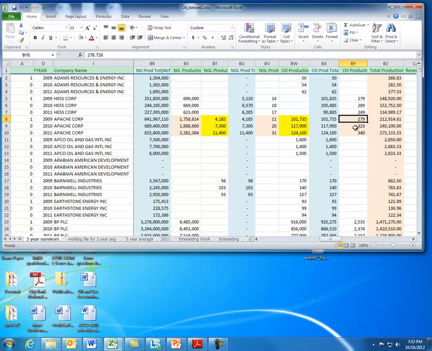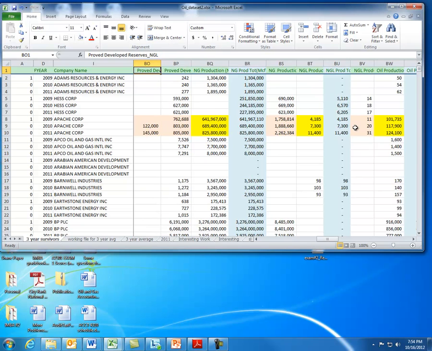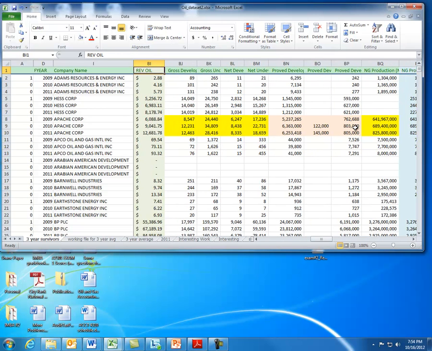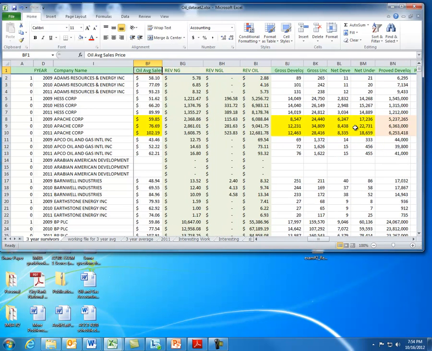Apache has both total and per day. In Apache's case, that total divided by 365 days equals that number. That's not strictly true if you go down to BP. Their total production does not equal their daily production times 365, but it's pretty close, and that's good enough. So we've got that. The highlighted areas around Apache mean I used Apache as a check figure, so I went to their annual report and calculated it. Columns BG, BH, and BI are all new columns.